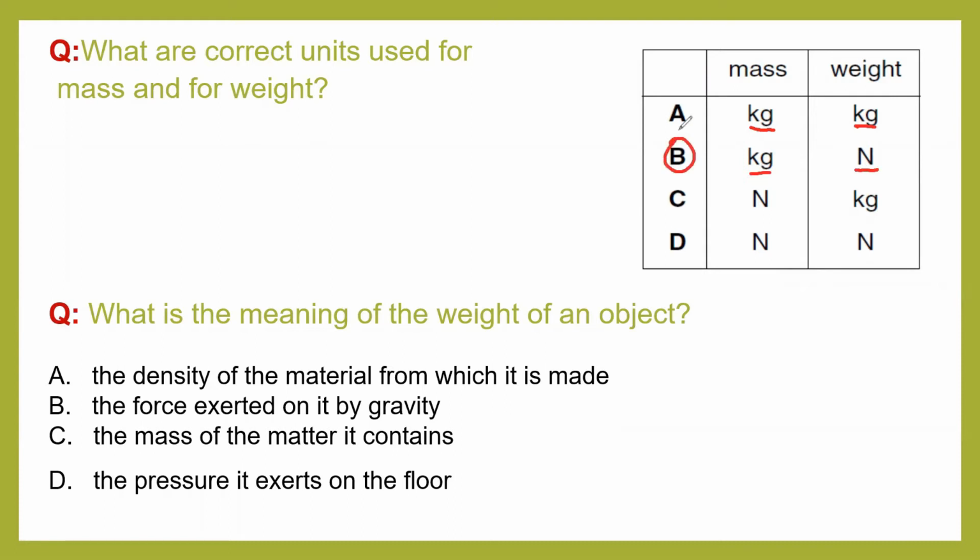Next question. What is the meaning of the weight of an object? A, the density of the material from which it is made. That's not possible because weight has nothing to do with the density. B, the force exerted on it by the gravity. That's correct, because the weight is the force exerted by the gravity. So the answer is B.